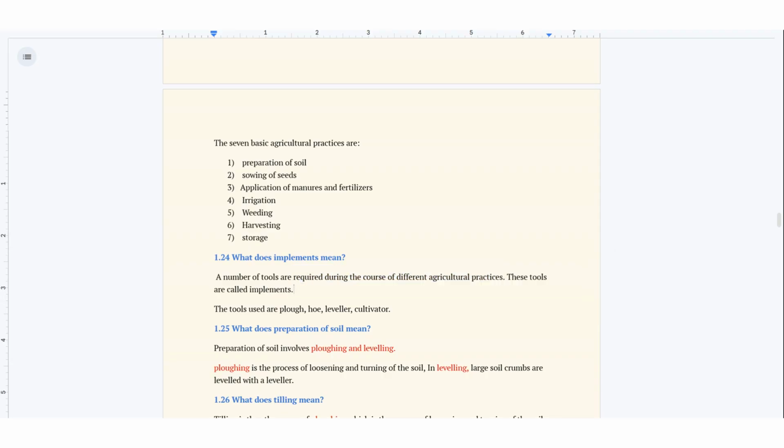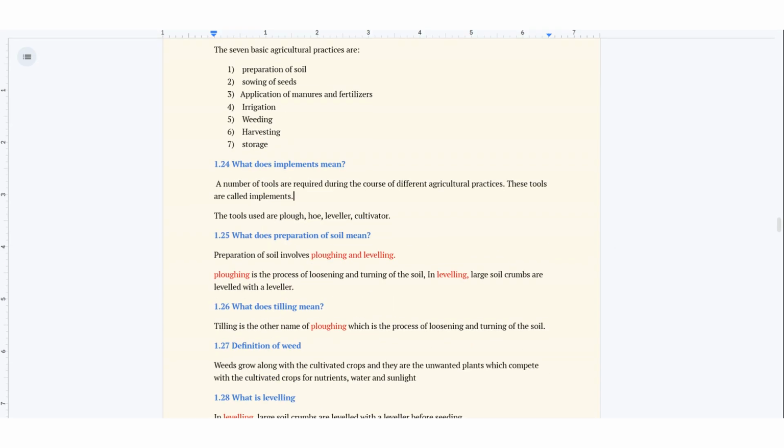In proper English: a number of tools are required during the course of different agricultural practices. These tools are called implements. Then you give the examples. What are the tools? The tools used are plow, hoe, leveler, cultivator. Why am I repeating again and again? So that you can listen to it. It is easy to remember. If you keep hearing a word again and again, it will be easy to remember.